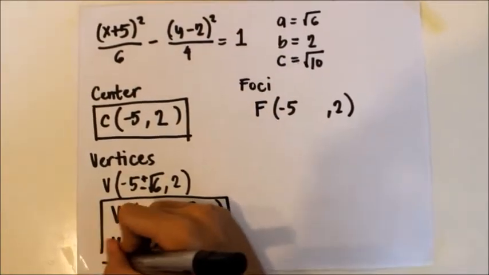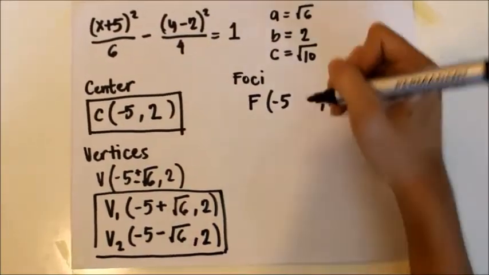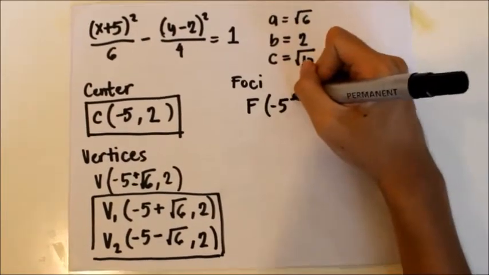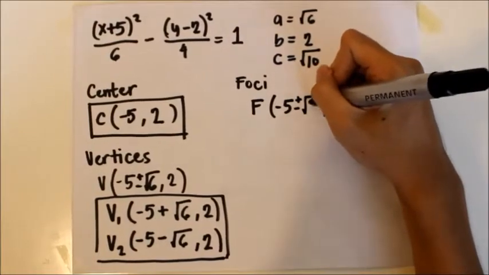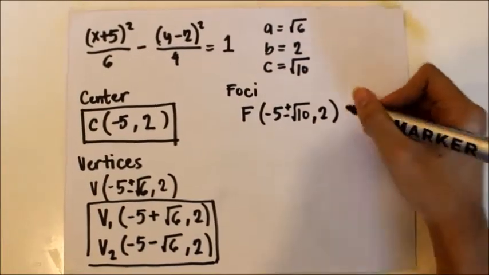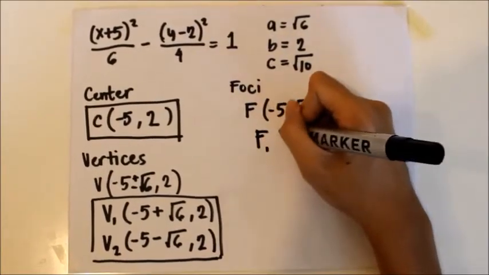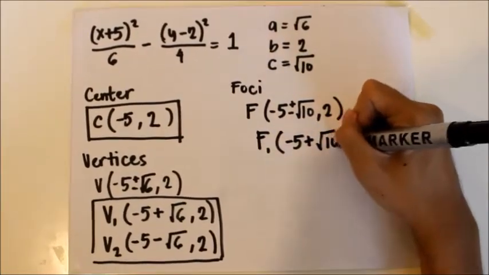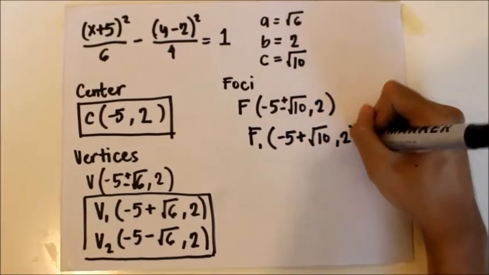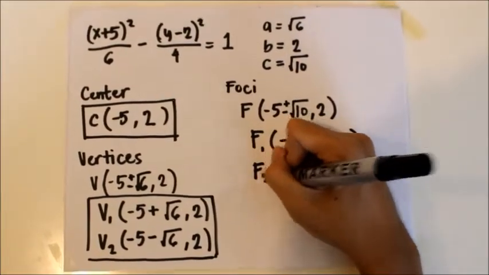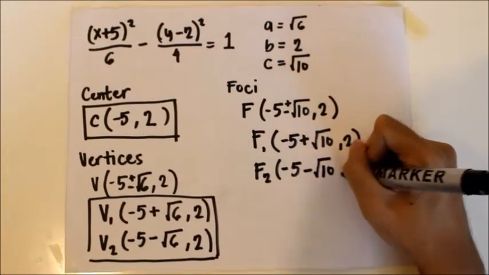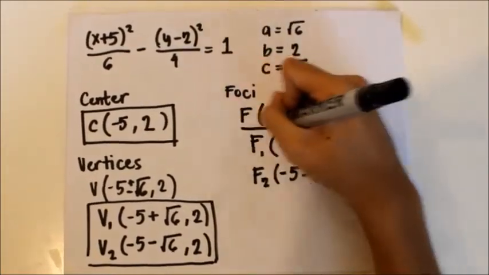To get the values of our foci, we repeat what we did with vertices, but this time with the value of c, which can be written as plus minus square root of 10. So the first focus is (-5 plus square root of 10, 2). And the second focus is (-5 minus square root of 10, 2). So there goes the values of our foci.